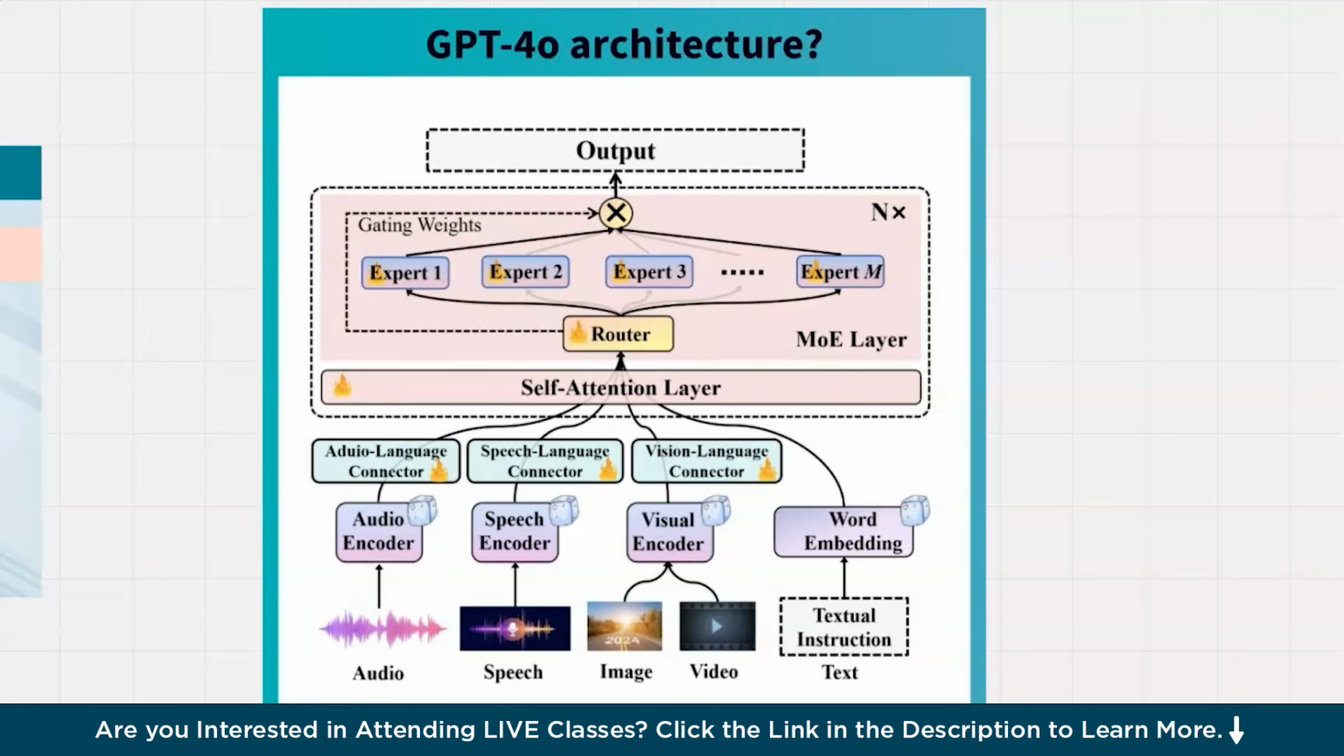And the fourth one, it has adaptive routing. It dynamically selects the best expert networks to process the input. This architecture actually makes GPT-4o faster, more scalable, and contextually aware compared to its previous model. I hope so guys you would have got a brief idea regarding the GPT-4o architecture. Now let's move ahead and try to understand some of the core features of GPT-4o.